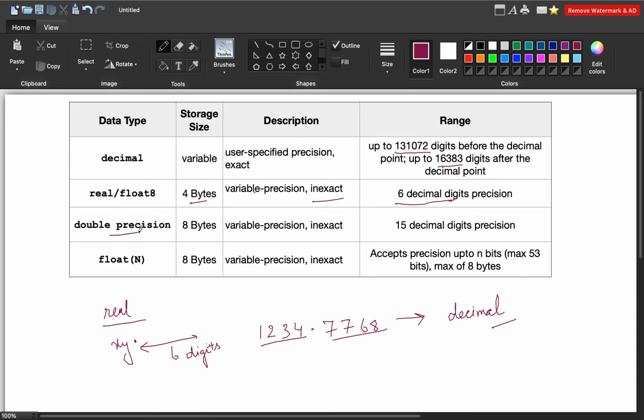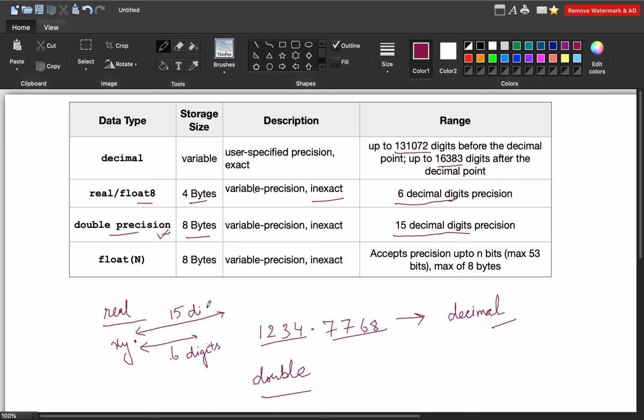Next one is double precision. Double precision is, you can say, a higher storage format of real or float itself, as the storage size increases from 4 bytes to 8 bytes. Another difference is that it can store 15 decimal digits of precision. So when we are talking about the double precision data type, after the decimal, it can accommodate up to 15 digits.